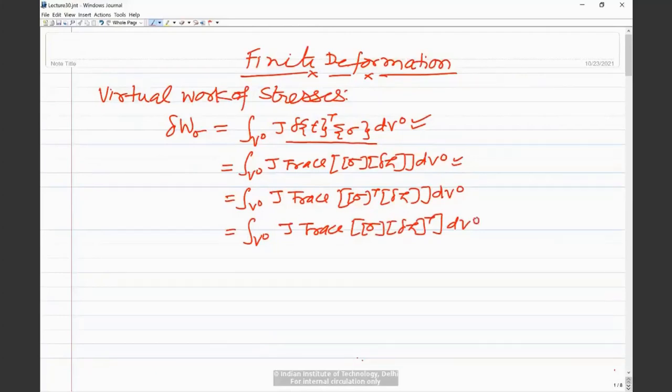Now, sigma is the Cauchy stress defined in the current configuration. Delta H is the displacement gradient that is also with respect to current coordinates, derivatives of the displacement with respect to current coordinates. So we want to write these in terms of the reference coordinates. Look at the delta H matrix I had defined: delta of del U1 by del x1, delta of del U1 by del x2, and delta of del U1 by del x3.